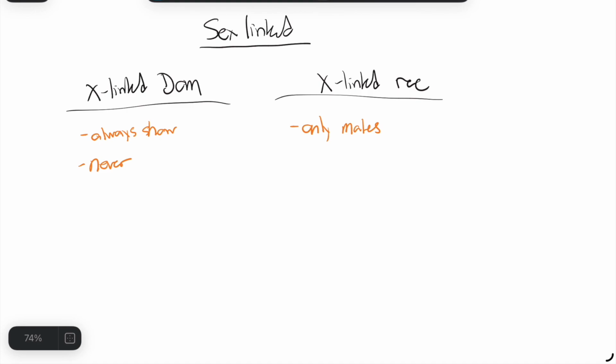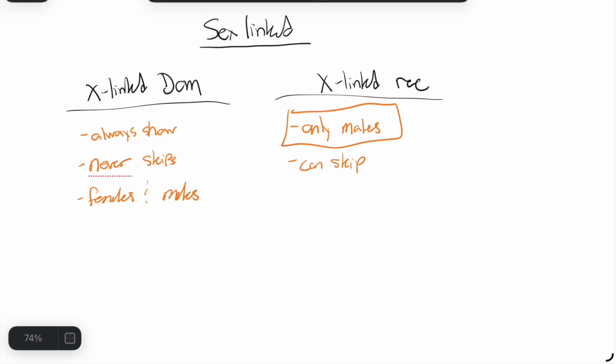So that's the next point. It never skips generation for X-linked dominant. X-linked recessive can skip. X-linked dominant affects females too. And like we said, X-linked recessive typically only affects males. But this is for the X chromosome.